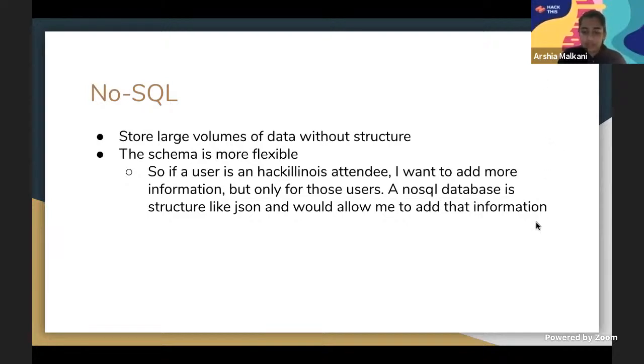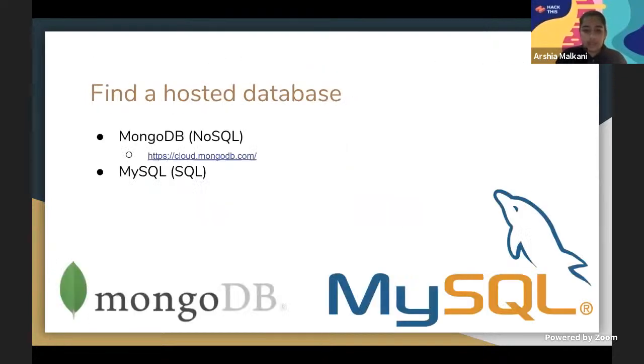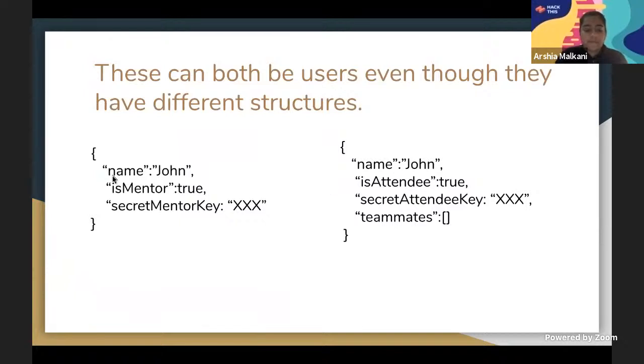So an example to contextualize this is, let's say you have a bunch of users. Some of them are HackIllinois attendees, so I want to add information about their teammates, versus if someone's a mentor, you want to know who's on their team, and your data tends to be structured a little differently because those are inherently different objects. They're both users or people registered, but the fields are different. And so an example of this would be you've got John, who's a mentor and has a mentor secret key, and you've got John, who is an attendee, who has an attendee secret key and a bunch of teammates. And so these data structures look different, but they can both be stored as users.